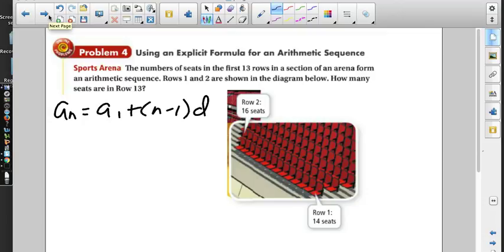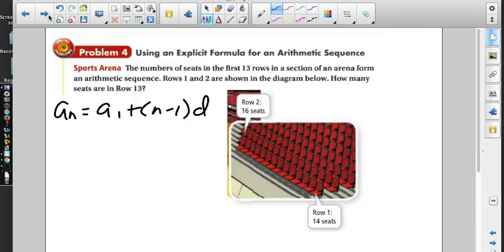That's the explicit arithmetic formula. The numbers of seats in the first 13 rows in a section of an arena form an arithmetic sequence. Rows 1 and 2 are shown in the diagram below. How many seats are in row 13?